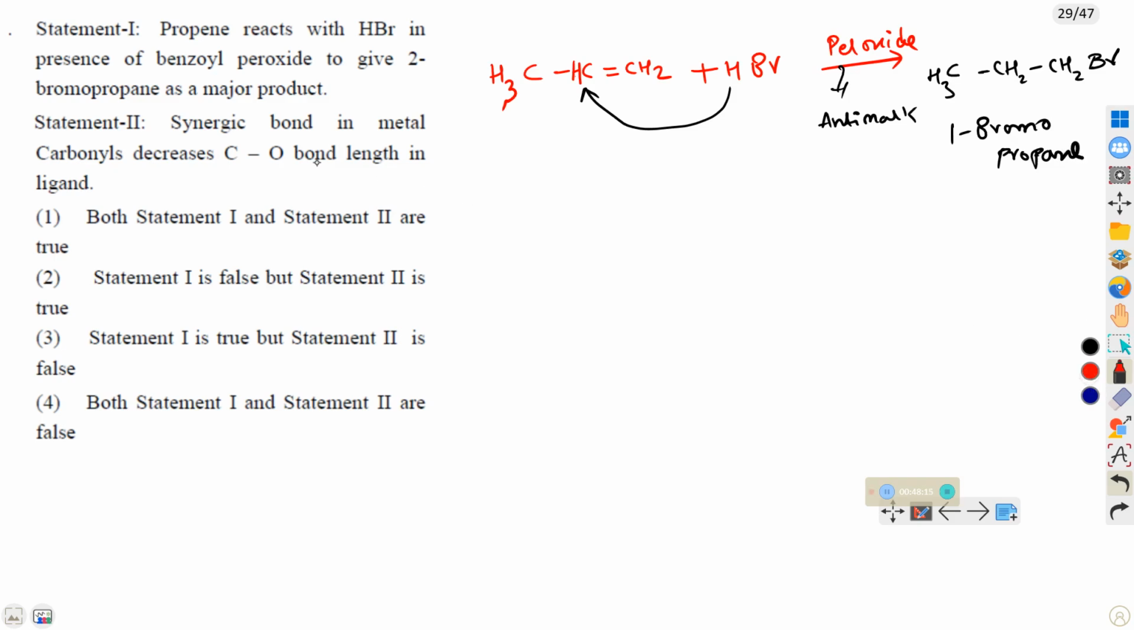What is given here? 2-bromopropane is given. So that's the reason it is a wrong statement. Synergic bonding in metal carbonyl decreases CO bond length. No doubt, this is also wrong. Not decreases, it increases. Both statements 1 and 2 are false.